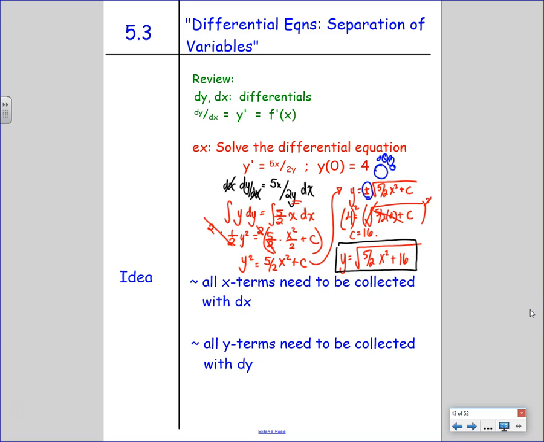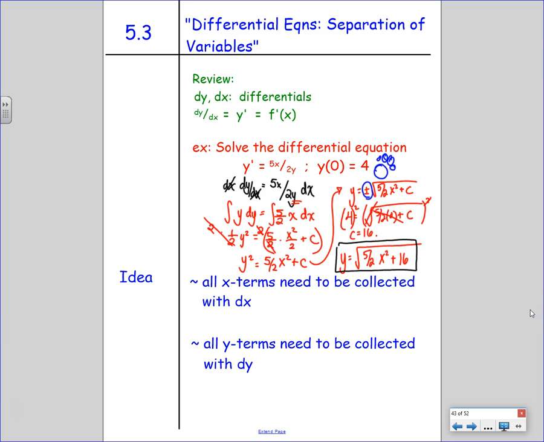5.3, though, is huge, but we've already been preparing, because 5.3 is separation of variables. It's basically saying, what if there's a more complicated differential equation where you have to be moving stuff around? But guys, have we been moving stuff around already? Yeah. We need to get the y's on one side with the dy, get the x's on the other side with the dx, and then we integrate using all the rules that we know. So that's what was going on at the bottom.